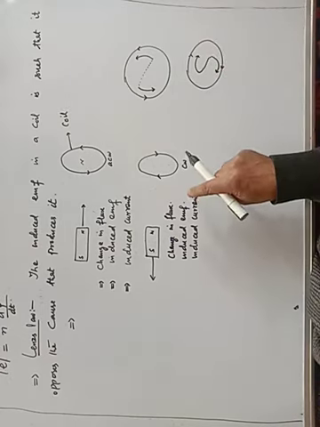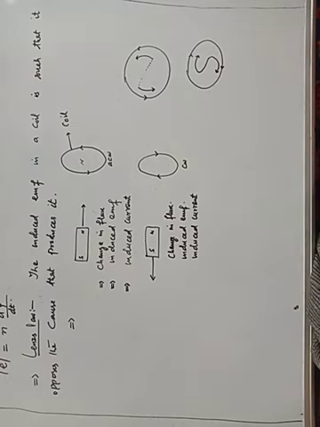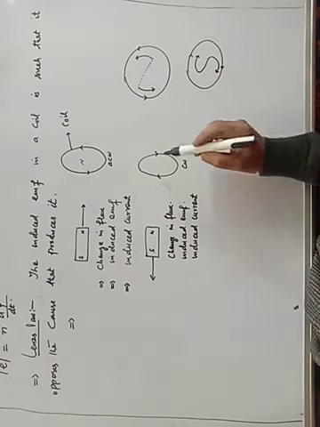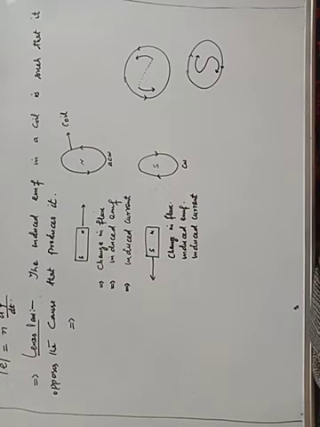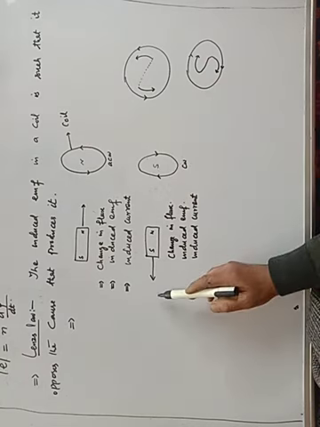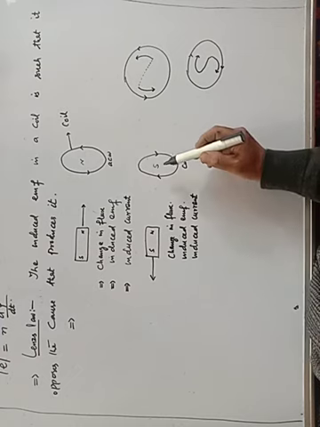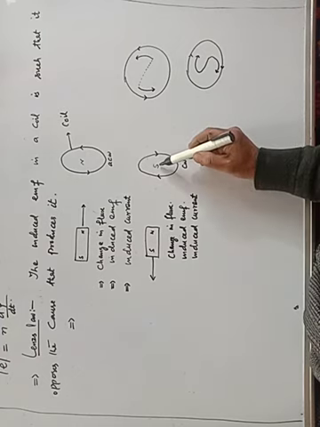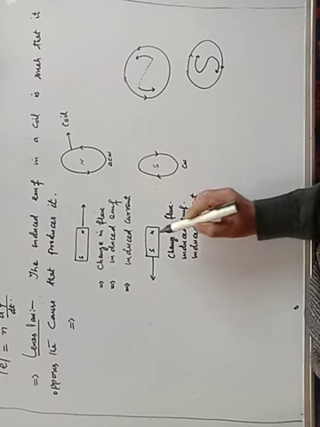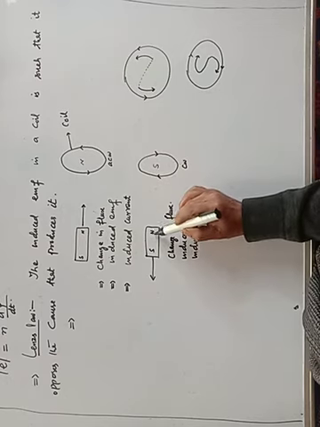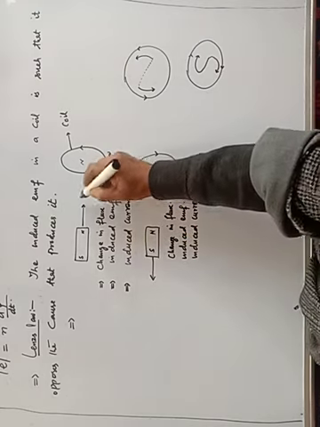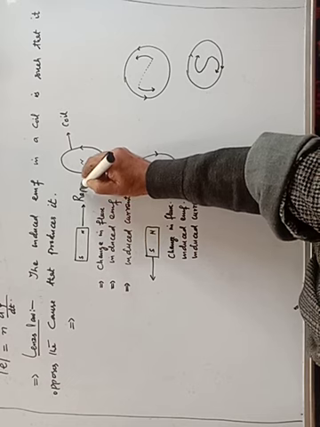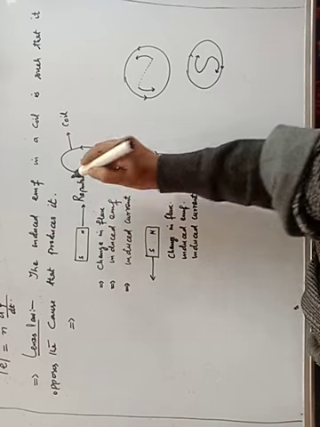So it means the face approaching the observer will be the south, and the rear face will be the north. So when north is taken away, what polarity is developed in the coil? That is, on the nearer face, south polarity. What is the force between north and south? That is attraction. तो यहाँ पे रिपल्शन होगा फर्स्ट केस में, रिपल्शन.